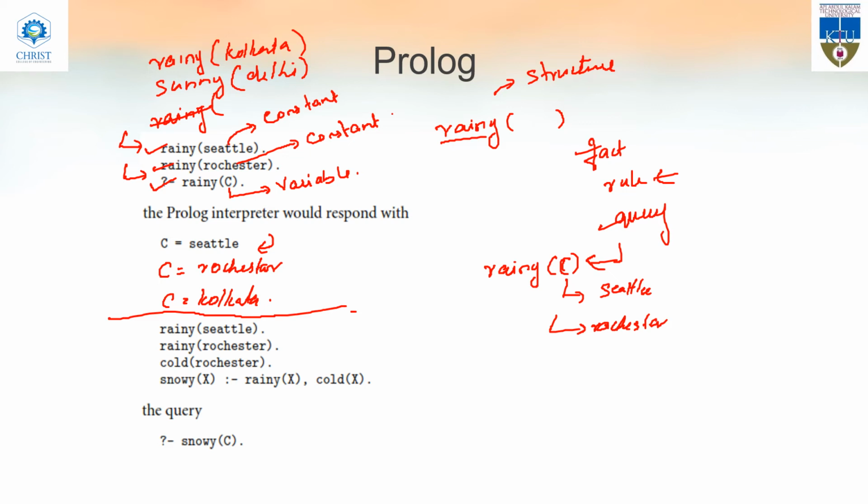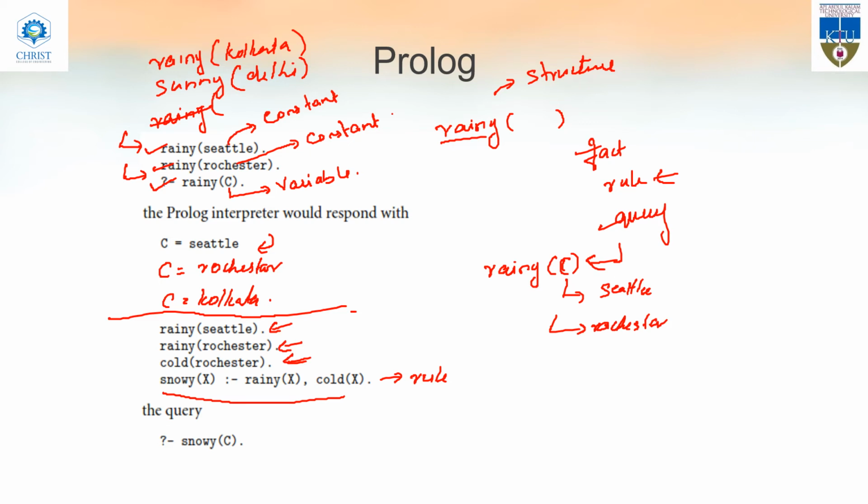Likewise, this is another Prolog program. Here I have set rainy of Seattle. Again I have written rainy of Rockstar. So I am saying that rainy of Seattle is true, and likewise that rainy of Rockstar is true. And again I am writing cold of Rockstar, so cold of Rockstar is true. And this one is called the rule. This is called the rule, that is snow of X.